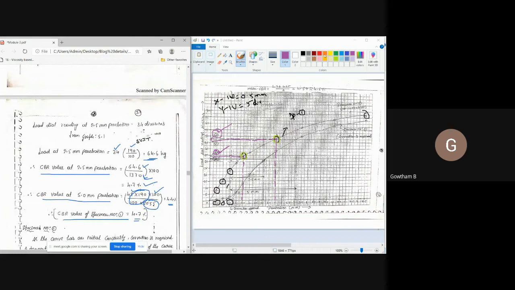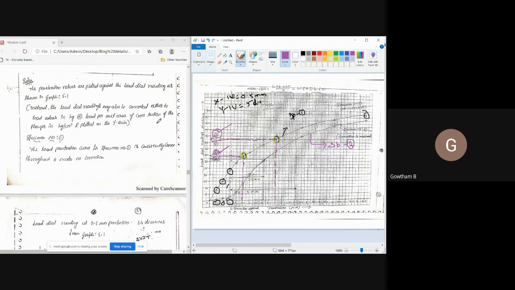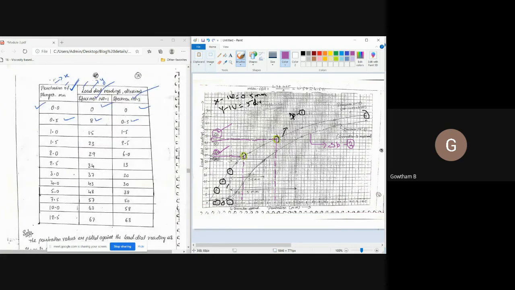Here, this curve indicates specimen number 2. Now let us see the specimen number 2 data. I will just show the points for 2-3 points. Okay, you can see here this is specimen number 2.